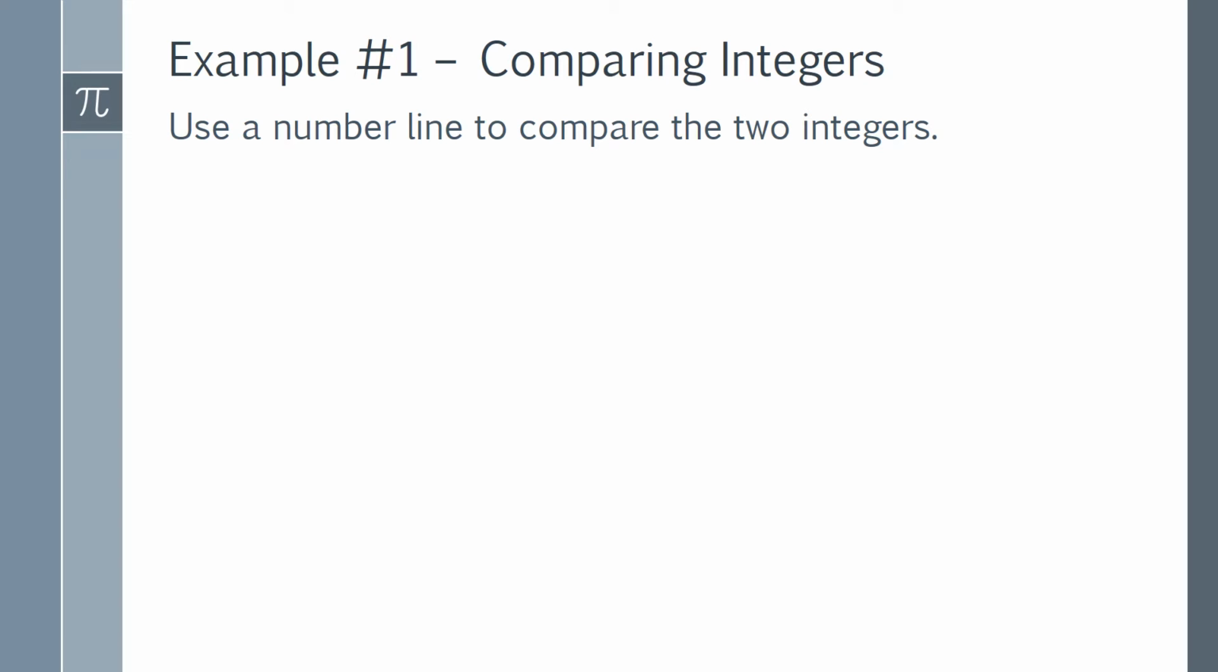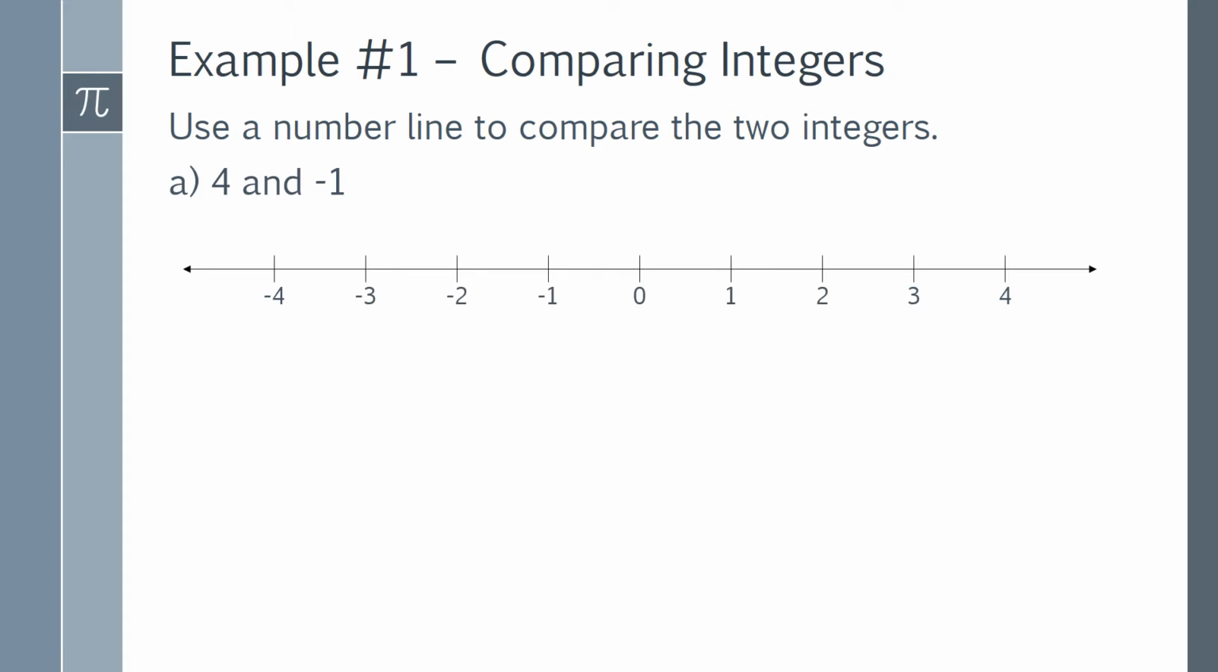For example number 1, you will need to use a number line to compare the two integers. Part A. Compare 4 and negative 1. Start by drawing your number line, and then plot each of the points. We have 4 on the right and negative 1 on the left. 4 is greater than negative 1. We know this because it is farther to the right on the number line, and the numbers increase as you move to the right.